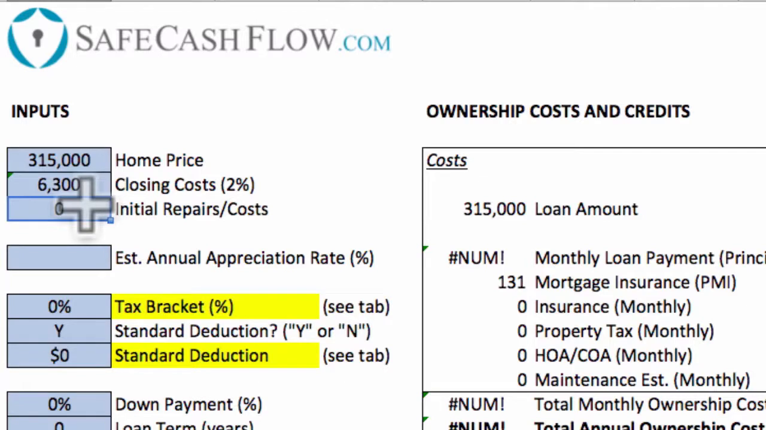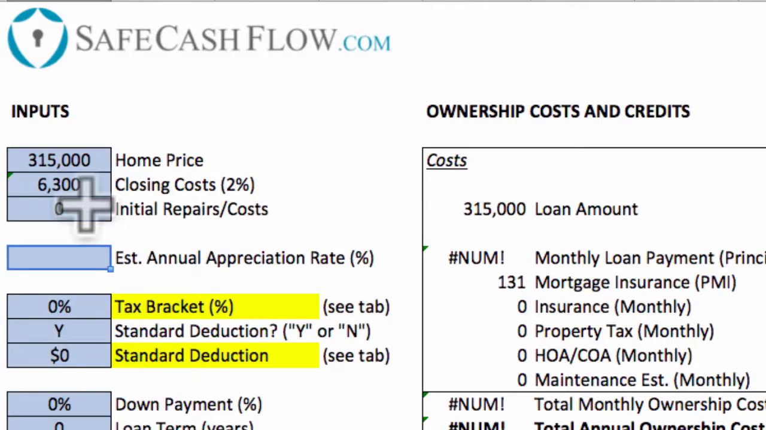On initial repair costs, this will not factor into your carry costs on the house. What this is just going to do is show us, between that number, our closing costs, and our down payment, how much cash we need to come out of pocket to get into this house. Because that's obviously a consideration. On the rent side, we don't have as big a cash outlay.